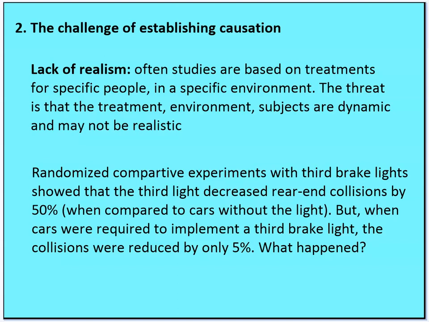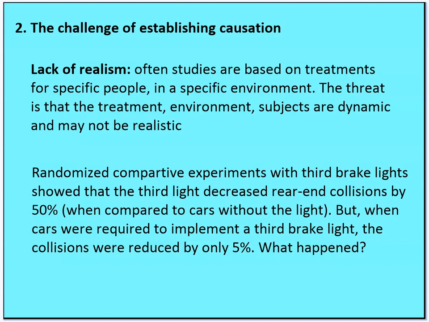So here's an example. A randomized comparative experiment with third brake lights. This is when we only had 2 brake lights in the back of a car. It showed that third lights in a car decreased rear-end collisions by 50% when compared to cars without a light. But then when the law was passed to have a third brake light in place, and the third brake light was in place, collisions were reduced by only 5%.